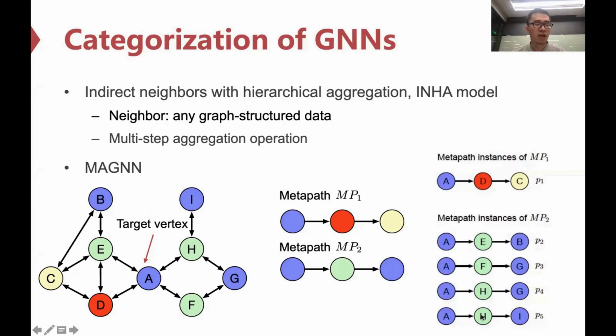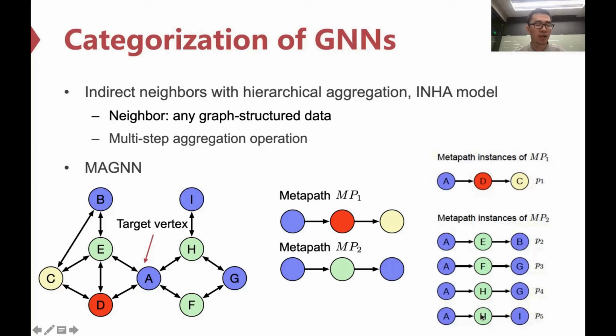In MAGNN, the labels of a vertex are a set of metapath instances. Each instance has a type called a metapath. Each metapath is an ordered sequence of vertex types. In this figure, vertices of different types have different colors, and we have two metapaths, MP1 and MP2. As a result, the labels of A are P1 to P5.